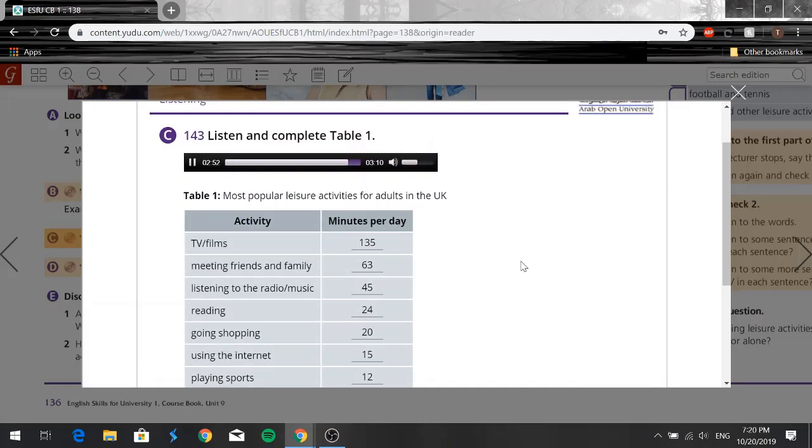Do you think they are very different for adults in your country? Do you think the figures are different for men and women? And what about teenagers? What are the figures for teenagers in your country?